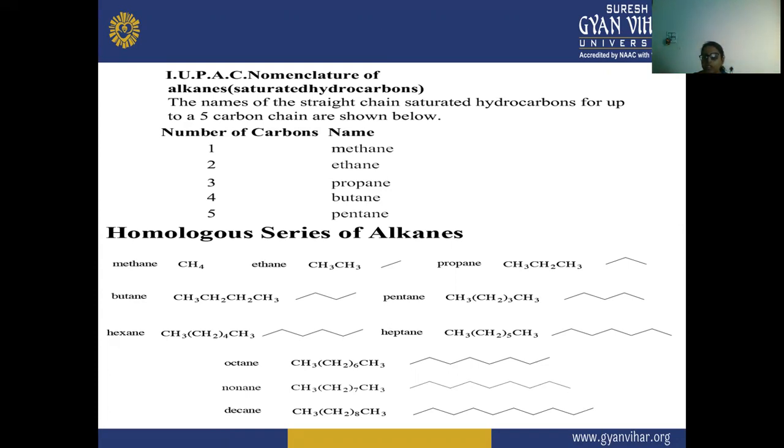So the names of the straight chain saturated hydrocarbons up to 5 carbon atoms are shown below. That is, 1 is methane, 2 is ethane, third is propane, 4 is butane, and 5 is pentane. The homologous series of these alkanes can also be shown by a straight line. Methane has only one carbon atom, that is why it is shown by a straight chain, and ethane is also shown by a straight line because it has two carbon atoms.